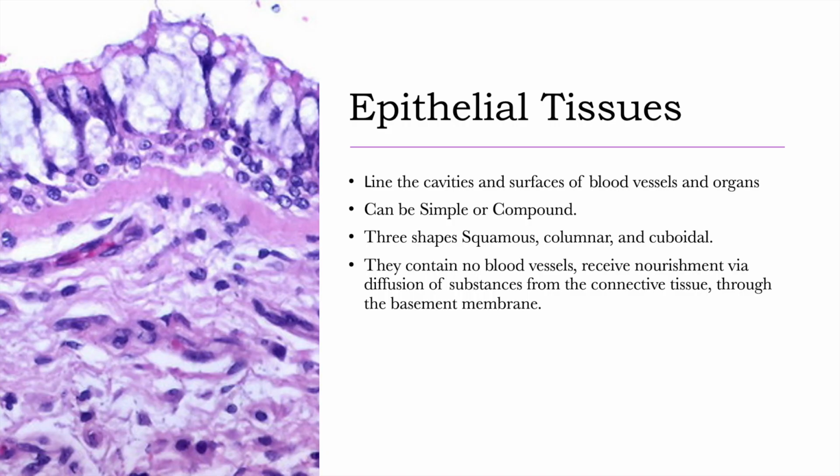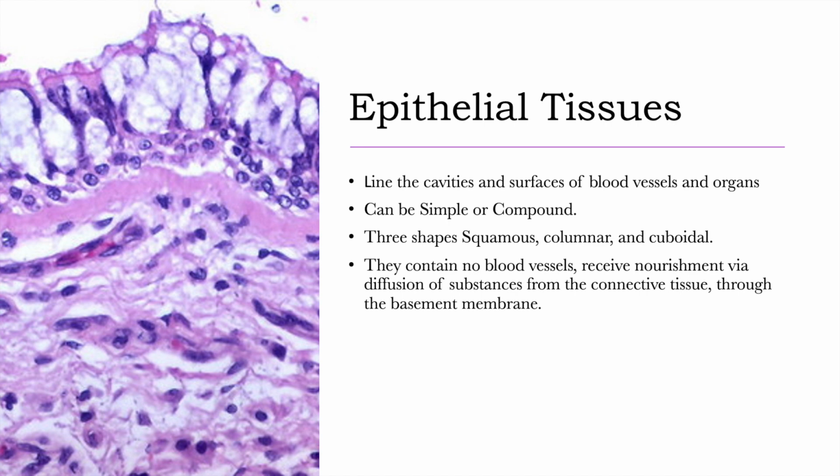Let's talk about epithelial tissue. Epithelial tissue is a collection of closely packed single and multi-layered compound sheets of cells. These line cavities, surfaces of blood vessels, and organs. They can be simple epithelial tissue or compound epithelial tissue. We basically have three shapes. They are either squamous, that means flattened, columnar, or cuboidal.